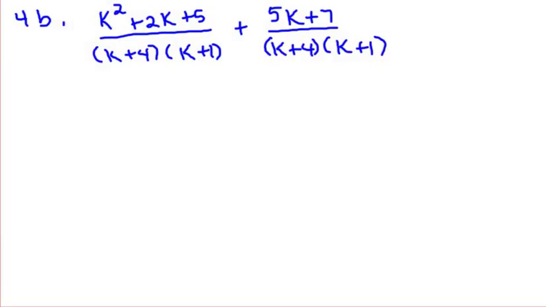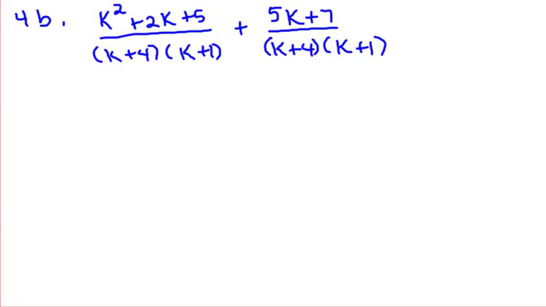We continue the Math 4 Test 1 or Mastery Test, Module 5 Mastery Test Review. We're on 4b. This problem is k squared plus 2k plus 5 over k plus 4 times k plus 1 plus 5k plus 7 divided by k plus 4 times k plus 1. And you notice I have a common denominator here, which means all I have to do is add my numerators.